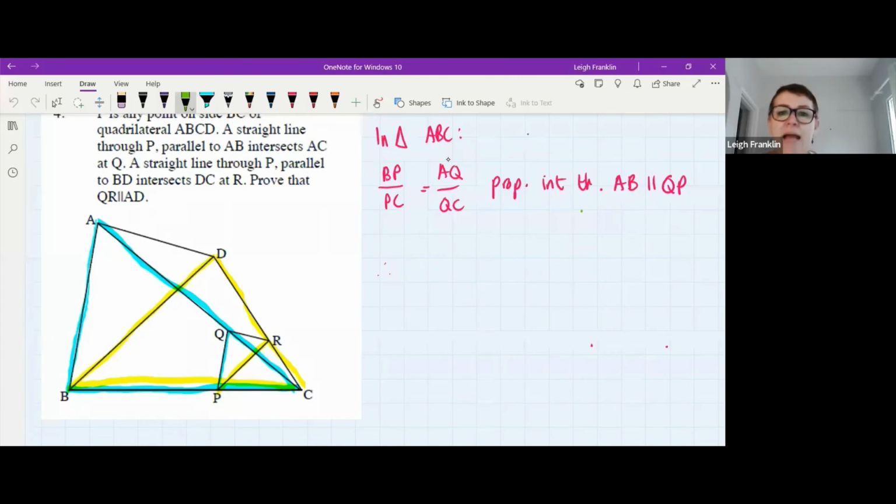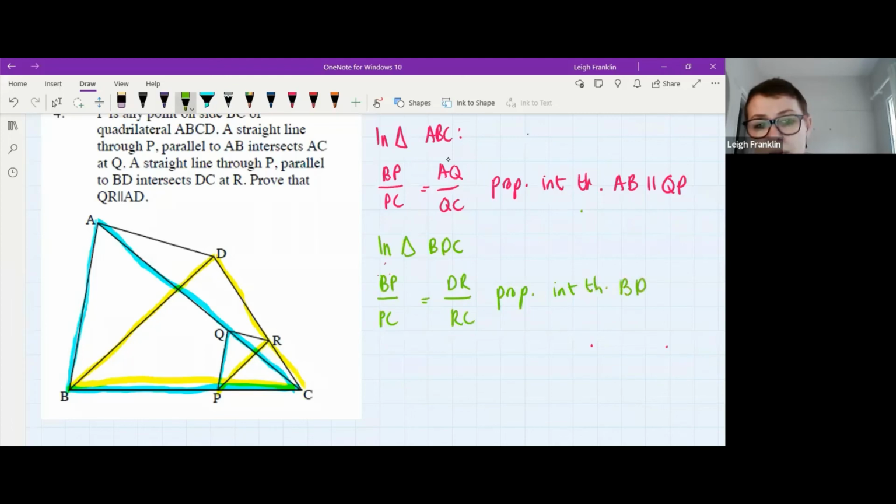All right. Now I'm going to work in the yellow triangle. So now I'm working in triangle BDC. In triangle BDC, I can say that BP, the same thing, over PC is equal to DR over RC. Again, because of the proportionality intercept theorem, because BD is parallel to PR.